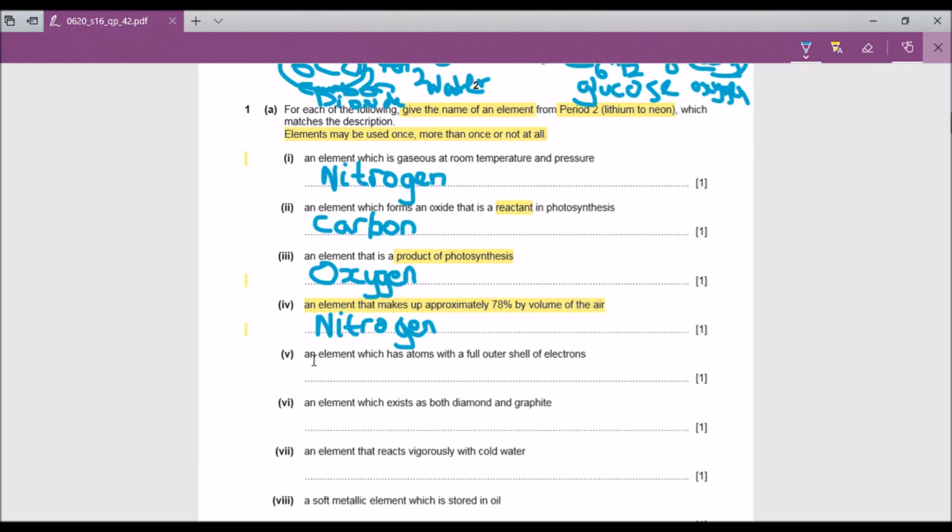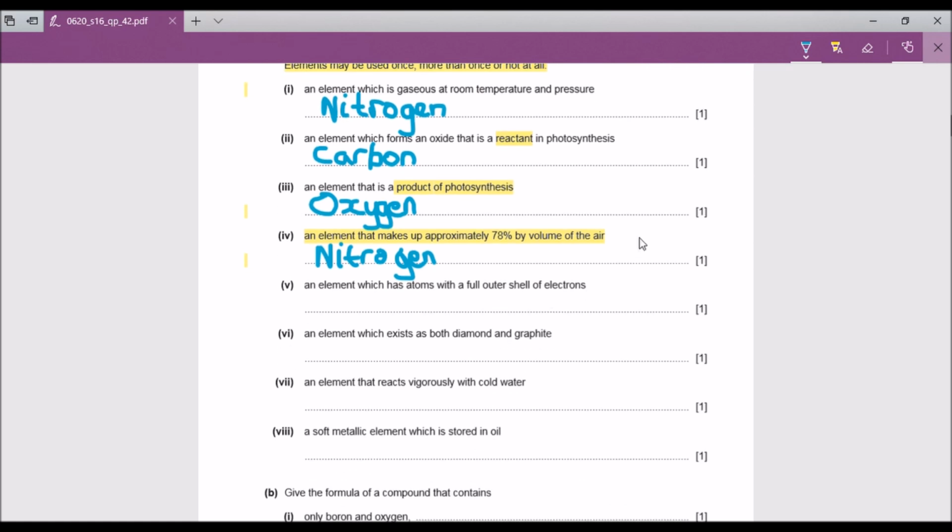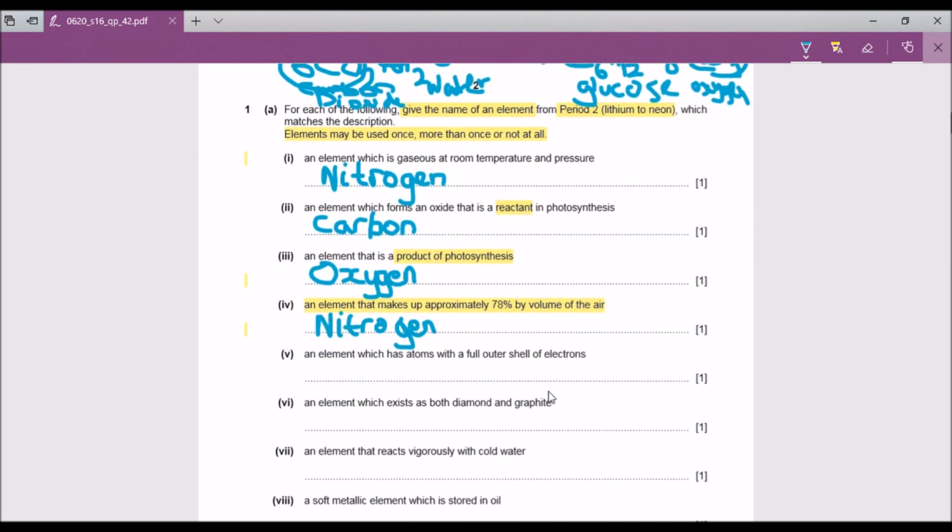And anyways, the fifth part is an element which has atoms with a full outer shell of electrons. In this case, you're looking basically for a noble gas, since they have a full shell of electrons. So you have to choose from the rightmost side of the periodic table. So basically it's neon, since that's the only one that fits the criteria given.